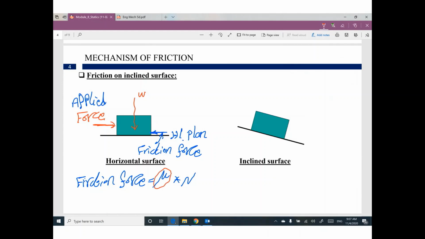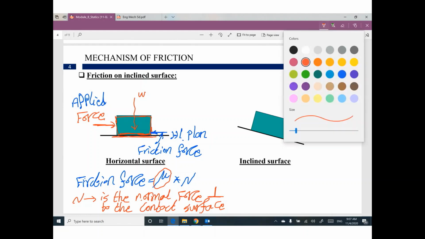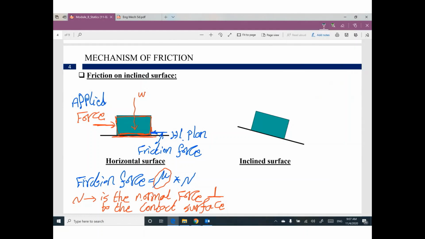N is the normal force, perpendicular to the contact surface, the contact surface between this box and this surface. So we have a horizontal surface, so the normal force perpendicular to this surface will be W.